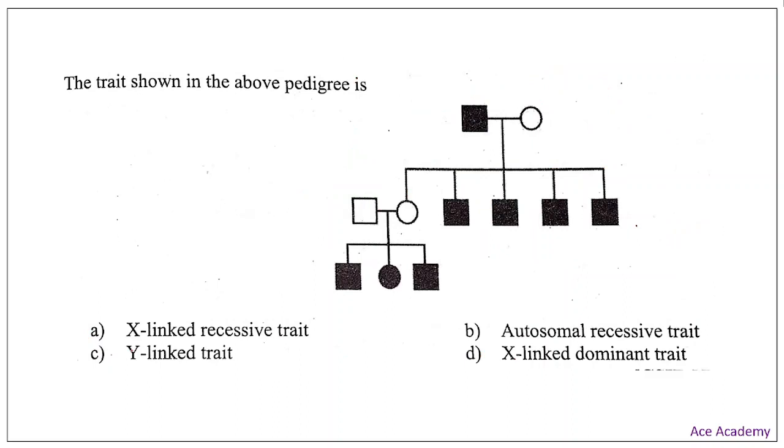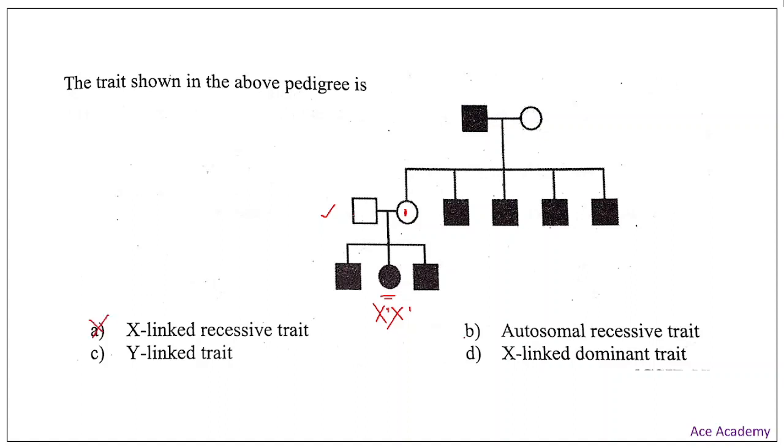The trait shown in the above pedigree is, the first option is X-linked recessive trait. For that, you need to look at this father. Now see that the father is not himself affected, but he is passing on the trait to the daughter. Remember that if the trait is X-linked recessive, then the daughter should have the mutation on both of her X chromosomes. Well, she can get one affected X chromosome from her mother in case the mother was a carrier herself. But what about the other X chromosome? It has to come from the father, and since the father is not affected himself, therefore this cannot be an X-linked recessive trait.